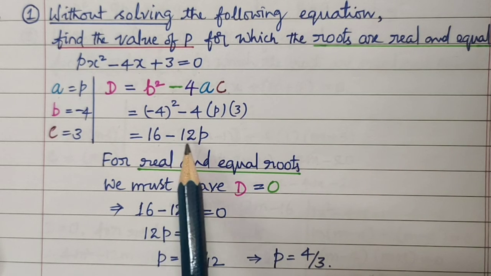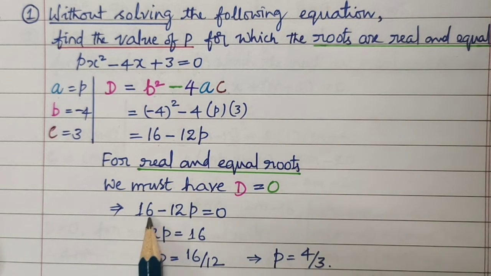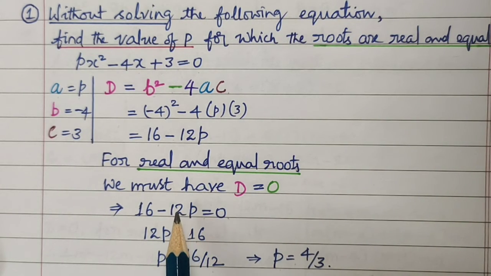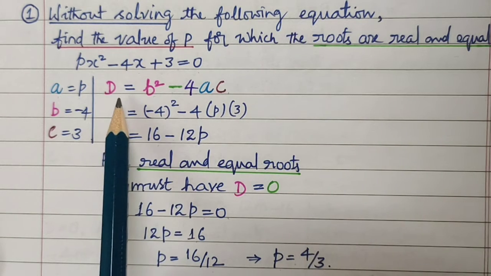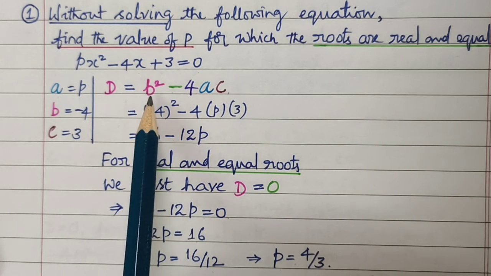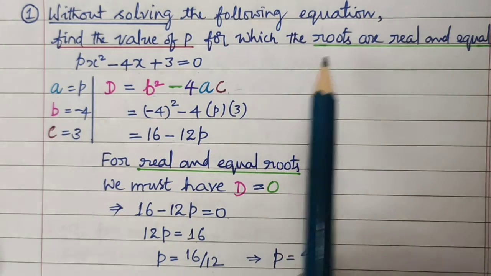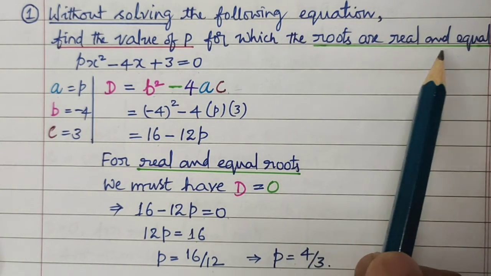Therefore 16 minus 12p is equal to 0. When this goes to the other side, 12p is equal to 16, or p is equal to 16 by 12, p is equal to 4 by 3. This is finding the value of p without really solving the equation. So we are finding that D is equal to b square minus 4ac, then equating D to 0 because the roots are already given as real and equal.